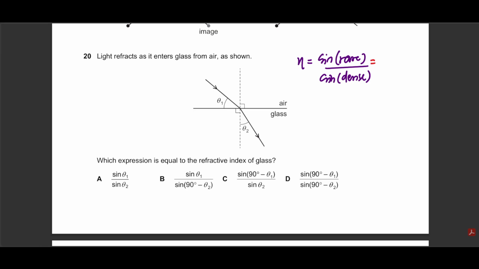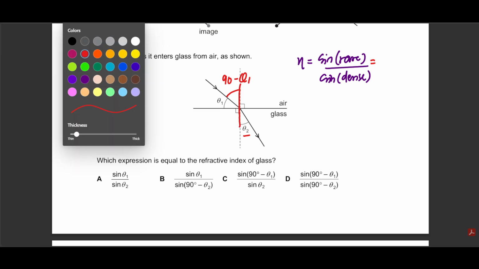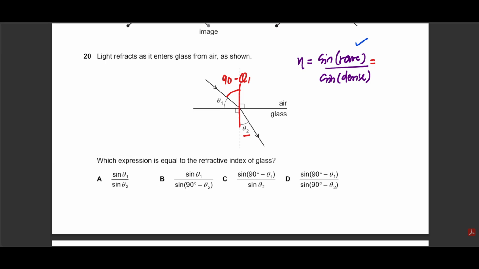The angle in the rare medium should be this one. It should be 90 minus theta 1, and this will be straightforward because all the angles are measured from the normal. That's why we draw the normal in every question, because these formulas are for angles measured with the normal. So this question will be very simply sine of 90 minus theta 1 divided by sine of theta 2. So that is option C. This is equal to the refractive index.